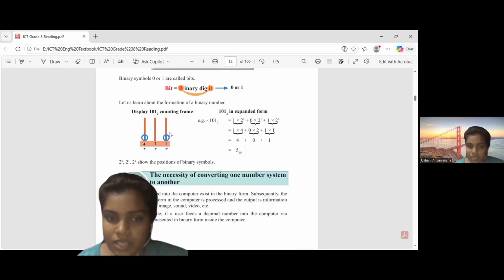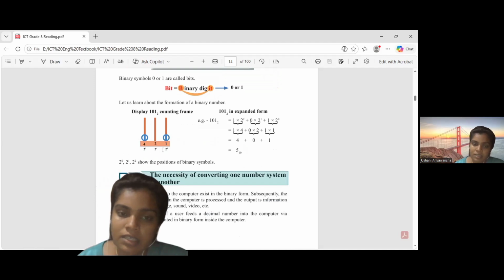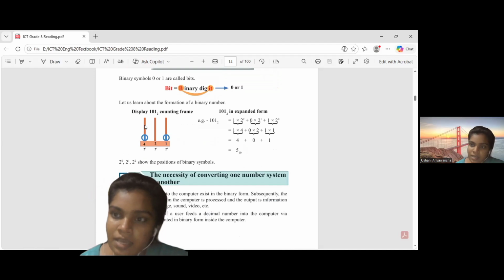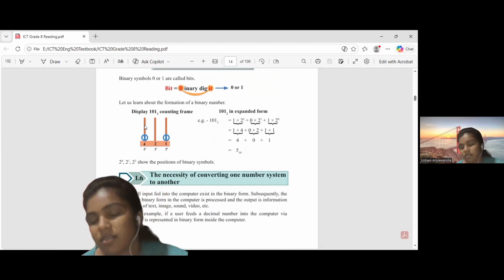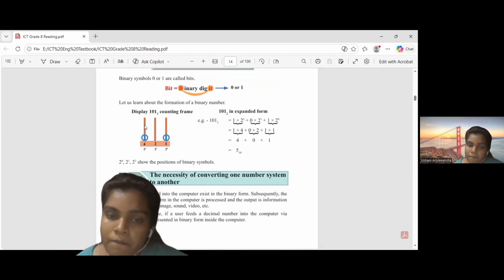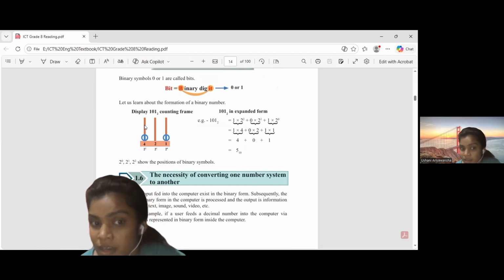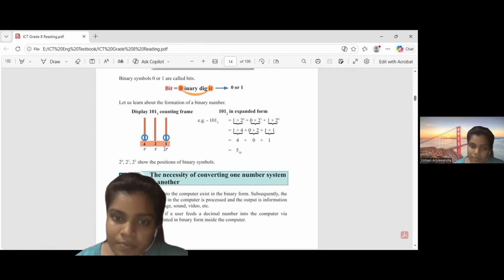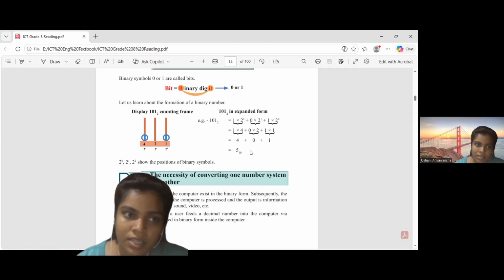This is how we represent binary numbers on a counting frame, same as the decimal number system. Here the base is 2, so we take powers of 2. You can see here 2 to the power 0, 2 to the power 1, 2 to the power 2. This is the binary place value.